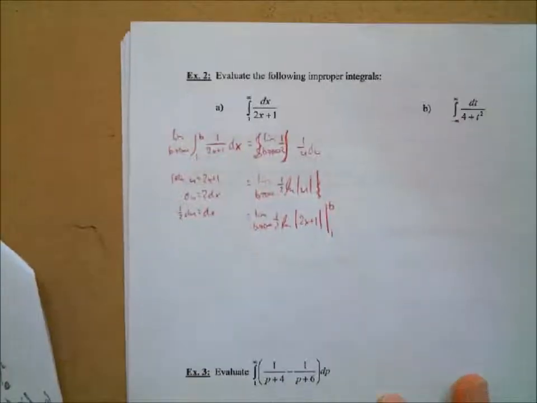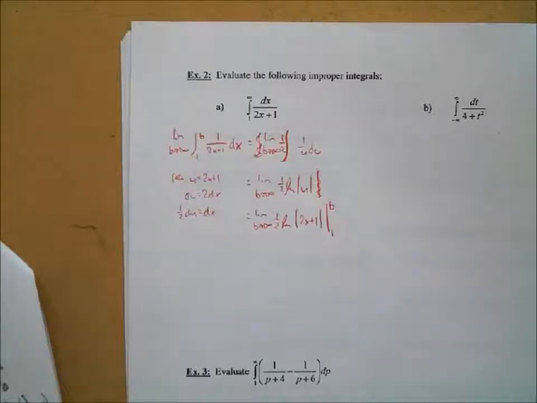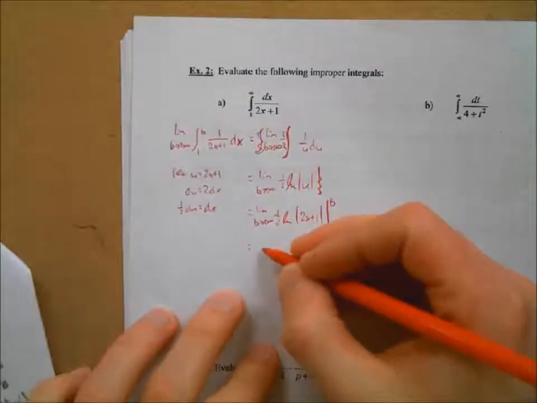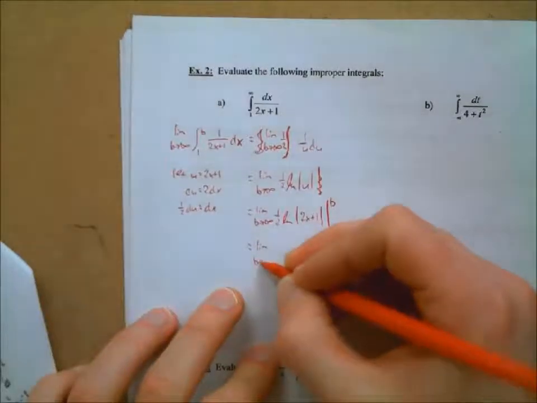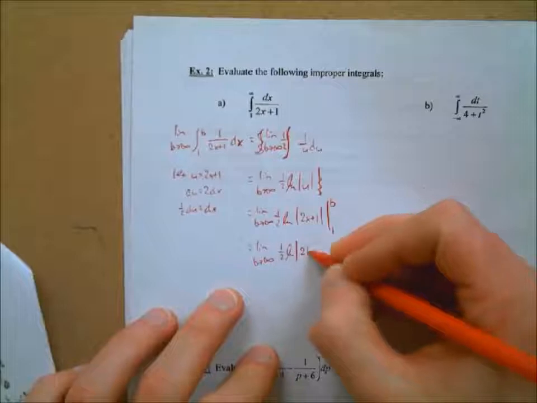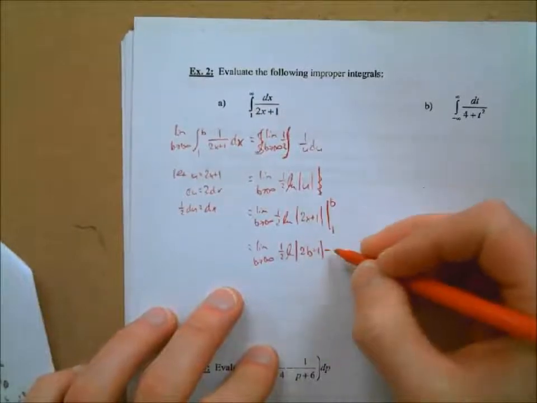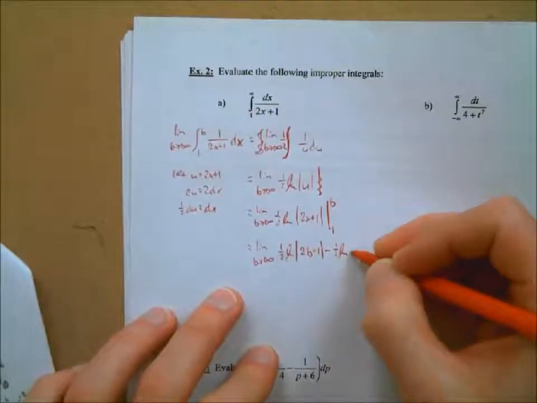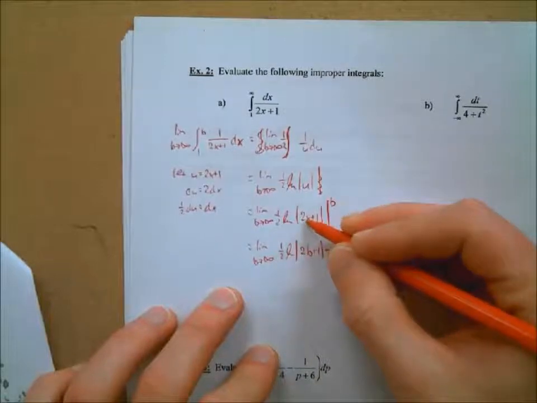Again, notice we're continuing to write that limit as b approaches infinity for all of our steps here, because at no point have we evaluated the limit. So you have to keep writing that. And so now I'll plug in here. We'll say 1/2 the natural log of 2b plus 1, minus 1/2 the natural log of the absolute value of, and 2 times 1 is 2 plus 1 is 3.